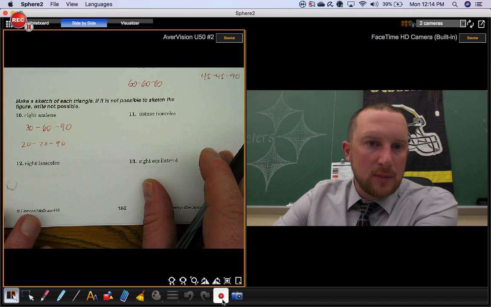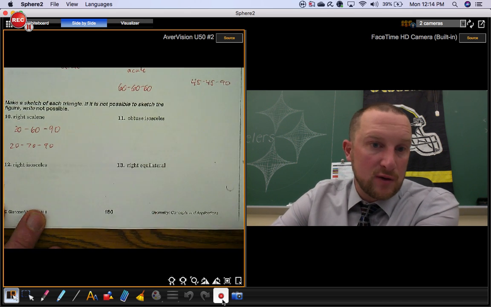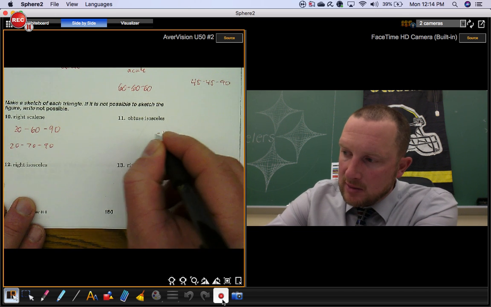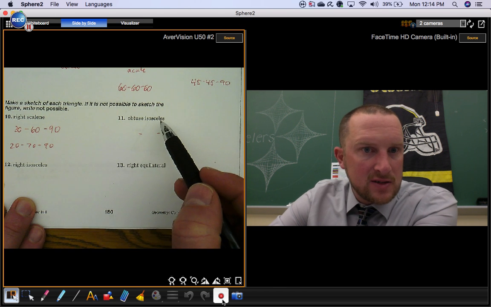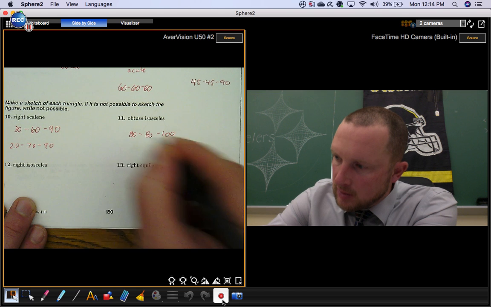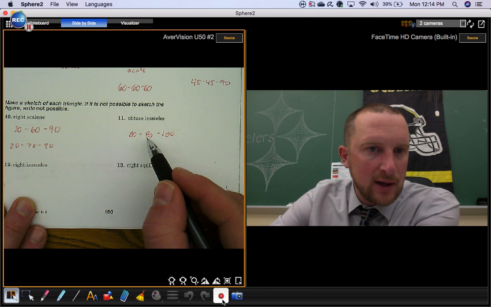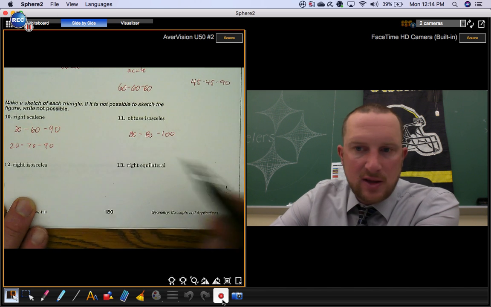Number 11, obtuse isosceles. You could go back to this top section and look for an example there if you're not sure what to do, but you need an obtuse angle, so I'll make it easy. We'll make it 100. That means you got 80 degrees left. And if it's isosceles, those other 2 angles better match. You obviously can't have 2 100-degree angles, so it's got to be the 2 acute angles that match to make it isosceles. Again, there's other examples here.